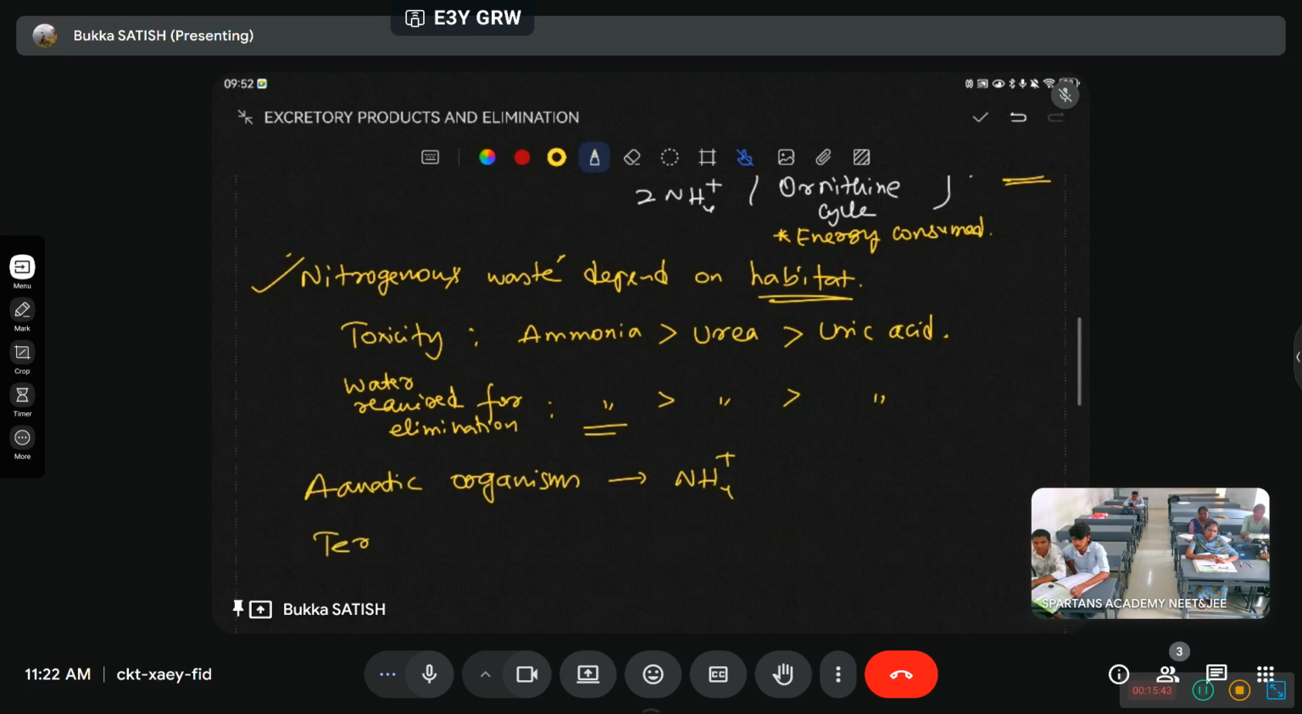When it comes to terrestrial organisms, it is either urea or uric acid. It again depends on how much water they can spend. For example, humans or mammals, you can see it is urea. But in the case of birds, you can see uric acid. Reptiles, you can see uric acid. Like this, different taxa have different ways. Right. Is there any aquatic organism in which urea is the excretory waste that you have studied?